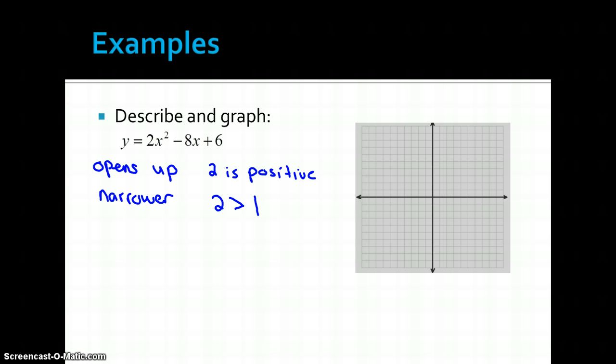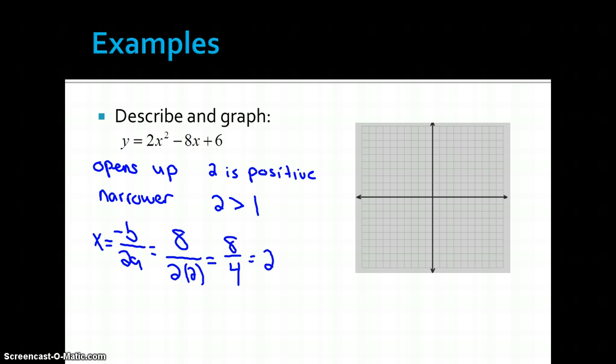Now our x coordinate of the vertex, x is equal to the opposite of b divided by 2a. So the opposite of b will give us 8 over 2 times 2. So we get 8 over 4. We get 2. So that is the x coordinate of our vertex. The one most important point that we'll need to find in these is the vertex point. We have the x coordinate of that.